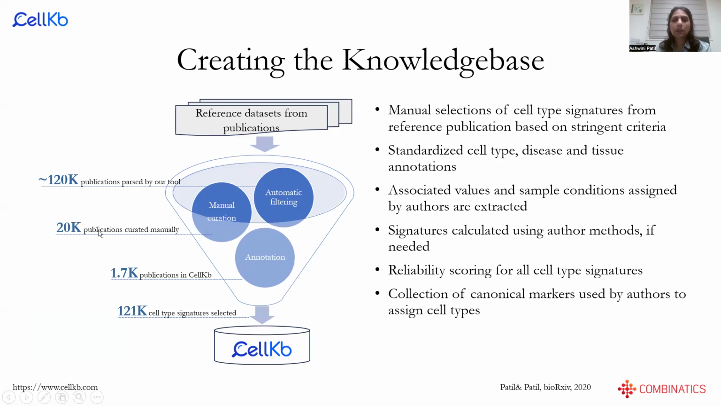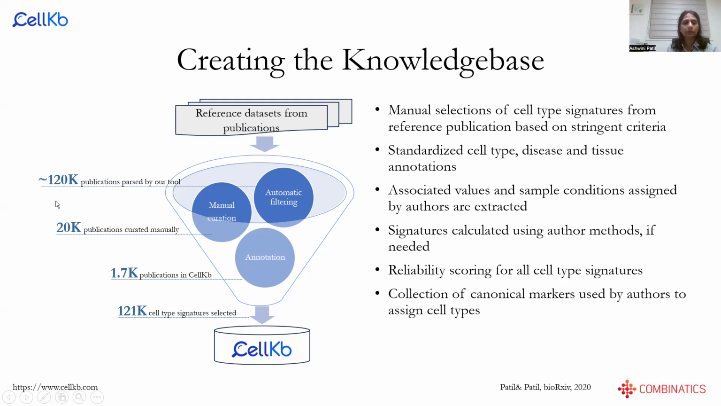So this is the CellKb knowledge base. This is how we collect the data for CellKb. This is how we collect the cell type signatures. Initially, we take all the publications that potentially have cell type signatures in them. These could be bulk or single cell, but mostly they are single cell. So far we have looked at 120,000 papers. They initially go through an automatic filtering process, for which we have a customized tool that we use for identifying papers that have high quality cell type signatures. Once we filter it down to about 20,000 or so publications, we look at these manually.